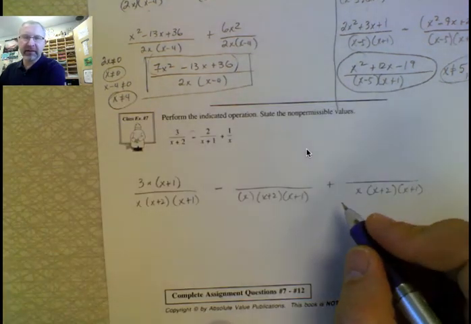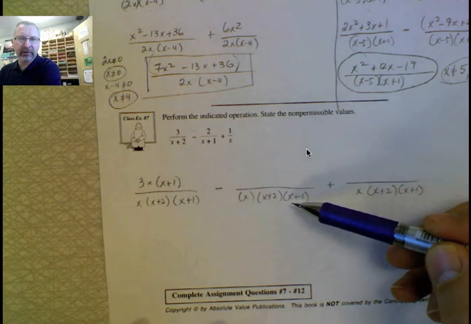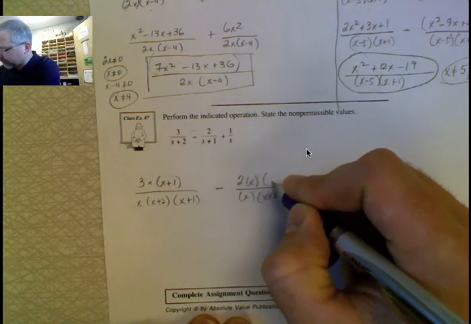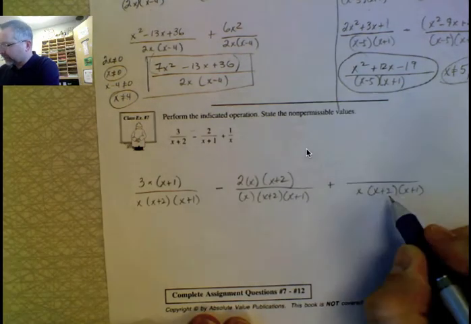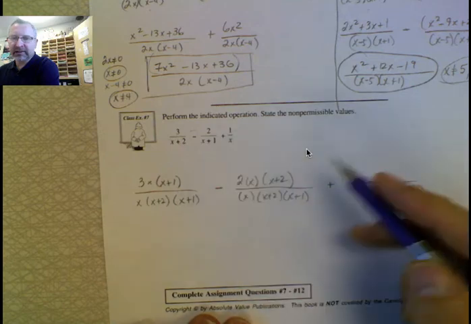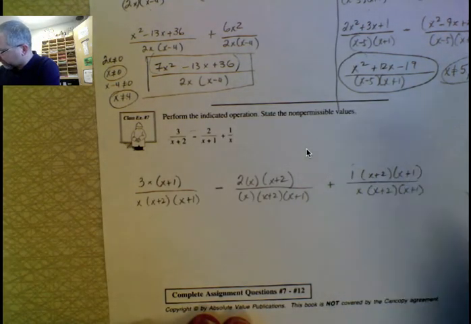Okay, in the second case, if we compare the denominator of x plus 1 to our common denominator, we multiplied our 2 in our numerator by x and by x plus 2. And finally, in the last case, our original denominator was just x, so we had to multiply our numerator by x plus 2 and x plus 1.